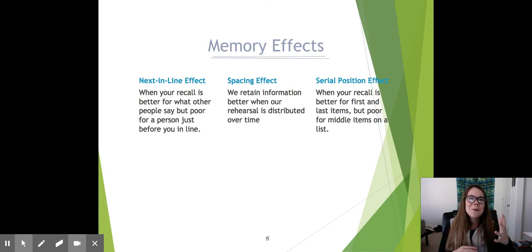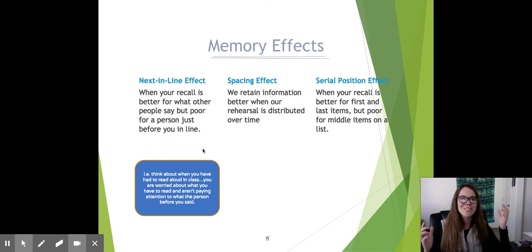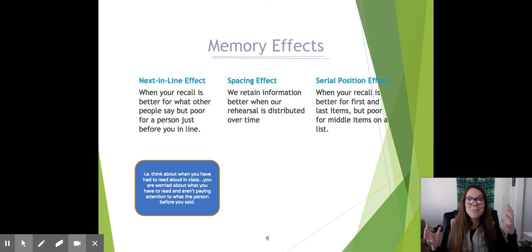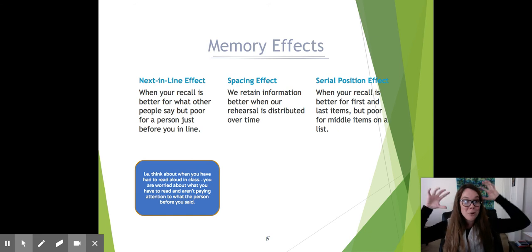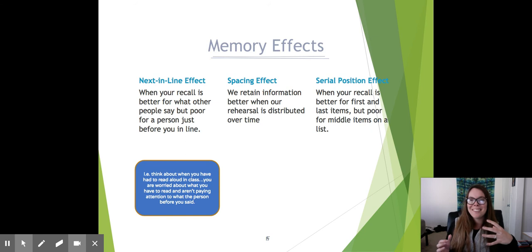The next in line effect is when your recall is better for what other people say, but poor for the person just before you in line. For example, think about when you had to read aloud in class and you're worried about when it's your turn. The person right before you is way less likely to remember what they're saying because you're way too focused on what your part is next. I remember doing that in class. If Sally was right in front of me, I was stressing the whole time rereading my own little section so I don't mess up anything. So that's called the next in line effect.